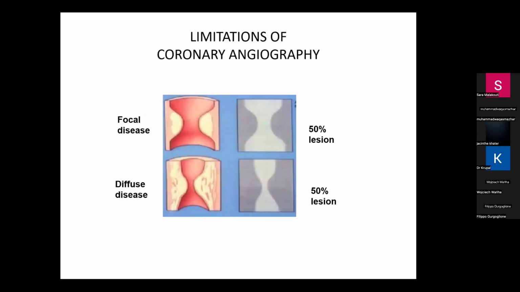So now, angiography has its own limitations. Angiography is basically a luminogram. We cannot see the vessel wall. So it's difficult to decide whether it's a diffuse disease or a focal disease. And in diffuse disease, we may think that it's a 50% lesion, but it's actually more than that.